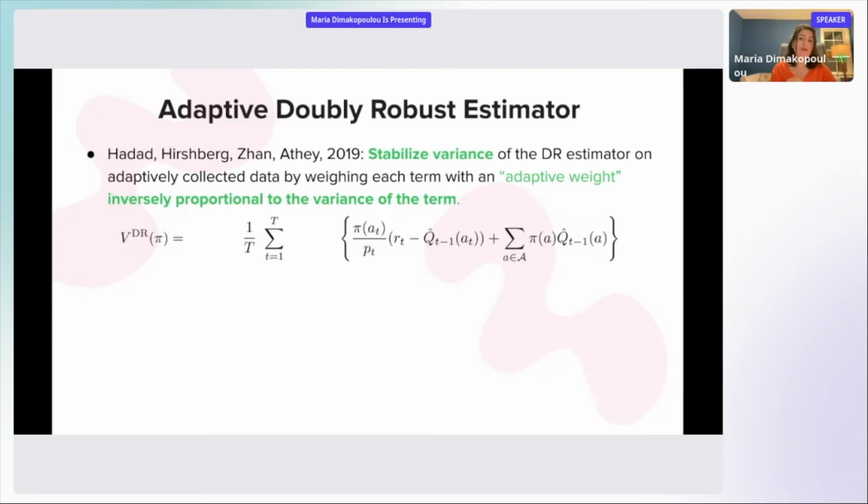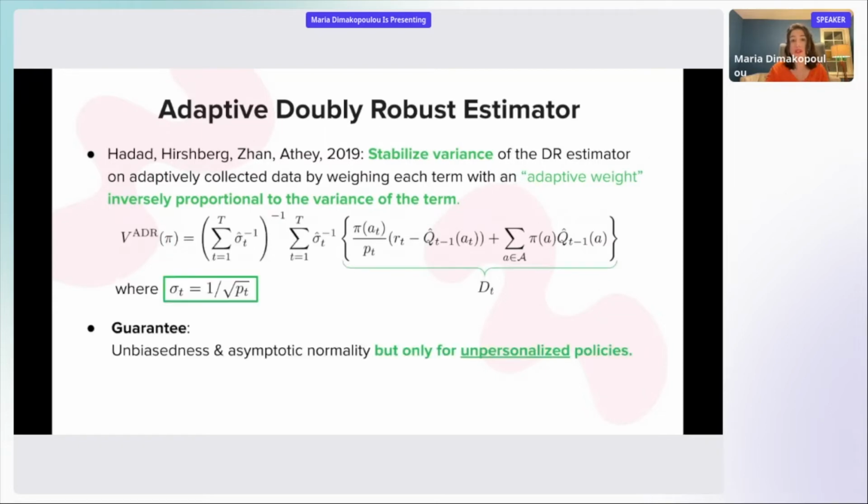And one way to address this lack of asymptotic normality and the exploding variance is to attempt to stabilize the variance of the doubly robust estimator by replacing the equal 1 over capital T weighting across observations, T is the number of observations we have, with an adaptive weight that differs across observations. So instead of having this uniform weighting and averaging across observations, we are going to apply different weights across observations that are going to downweigh some of these observations. And these weights, sigma hat T inverse, are called adaptive because they rely on the history of past observations up to time T minus 1. And they aim to undo the exploding variance of the importance sampling weights as the propensity scores become small.